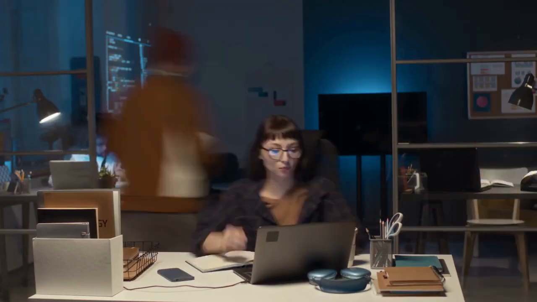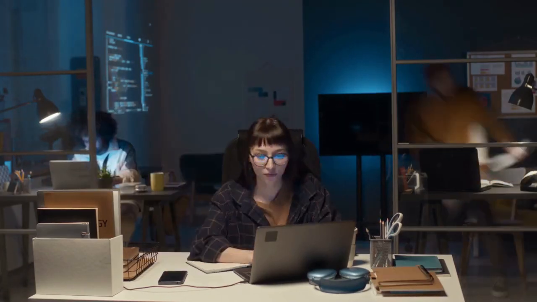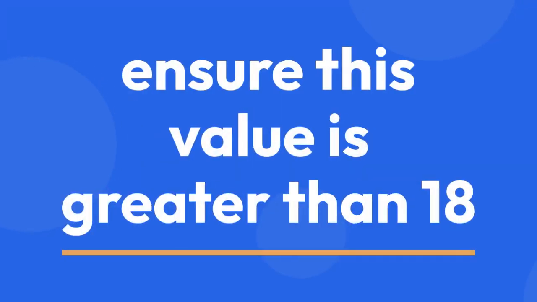For example, FastAPI might return JSON like this: detail, loc, body, age, msg: Ensure this value is greater than 18. Type: value_error.number.not_gt. This tells you exactly where the problem is, the age field in the request body, and what went wrong.